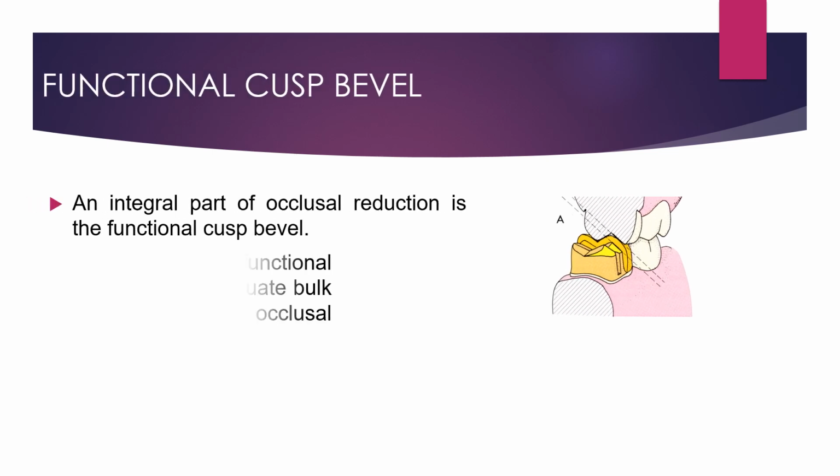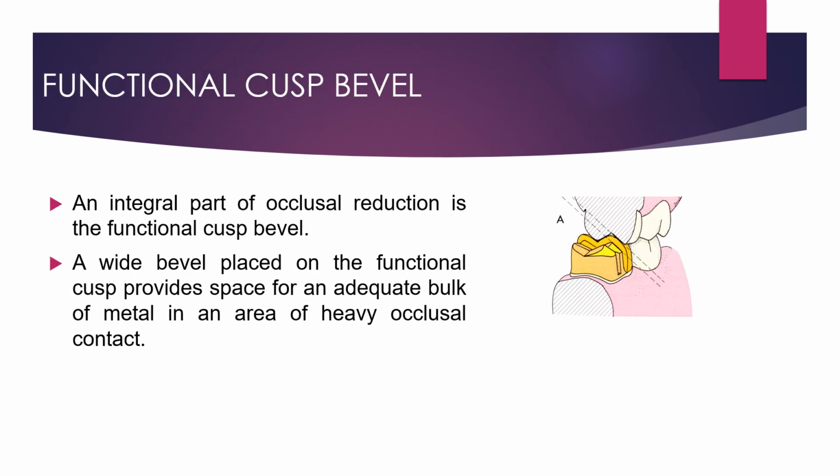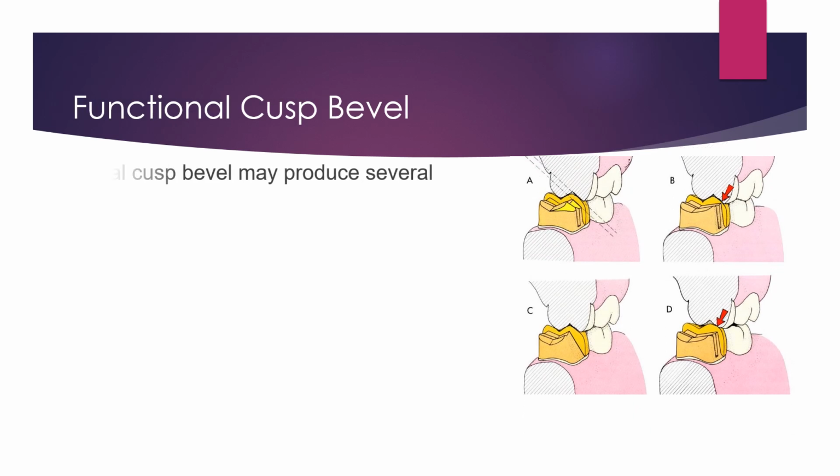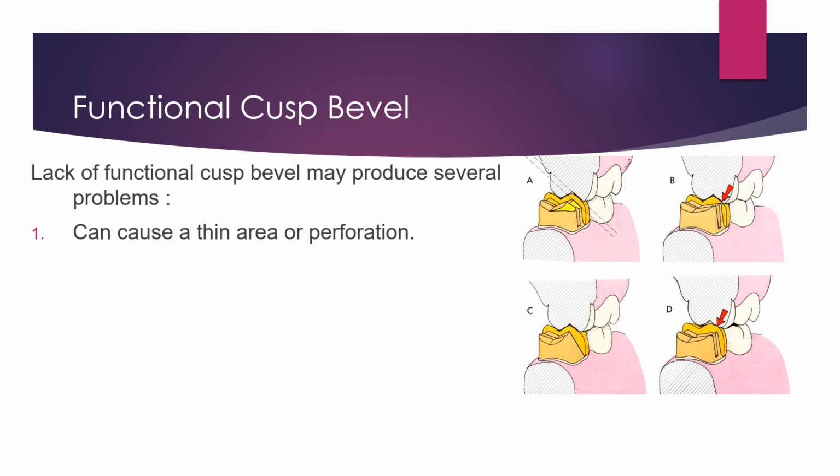Now, functional cusp bevel is an integral part and it should be given only on the functional cusp, guys. A wide bevel placed on the functional cusp provides space for an adequate bulk of the metal in that area to bear the heavy occlusal contact. Lack of functional bevel may produce several problems, guys. So you can see the surface is beveled.